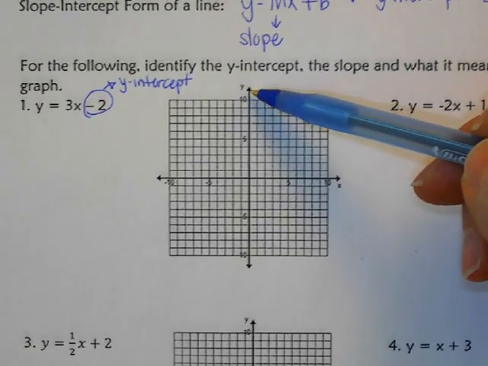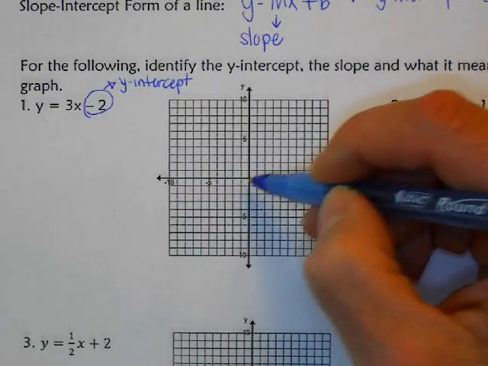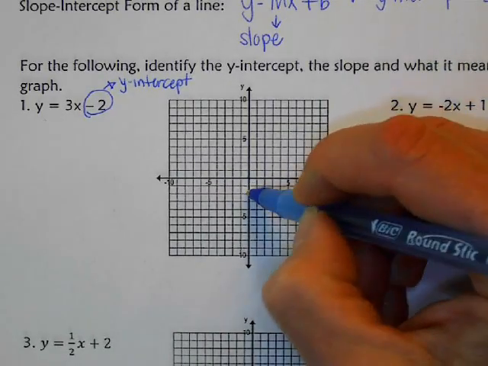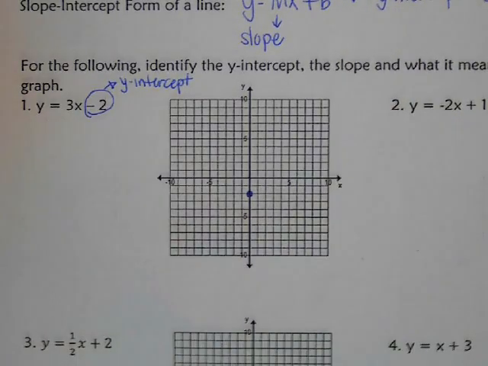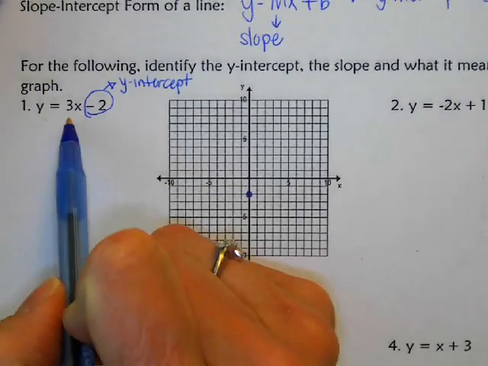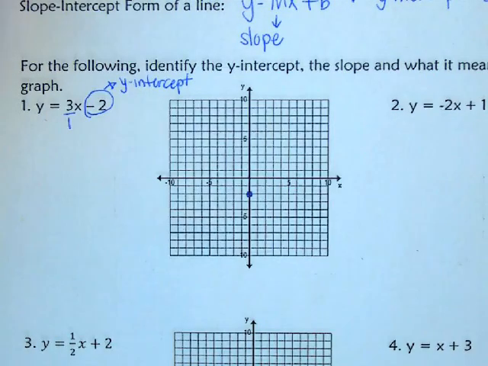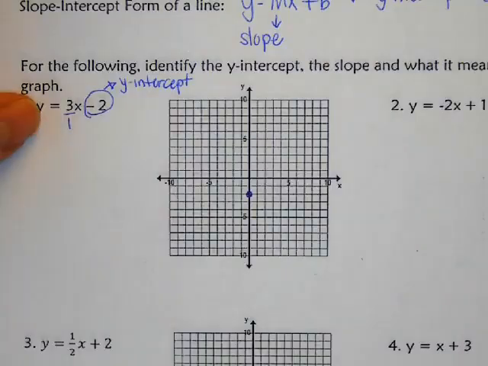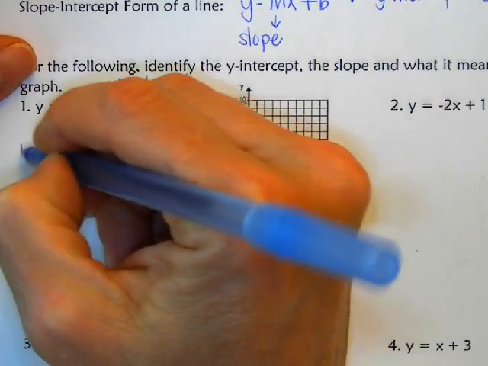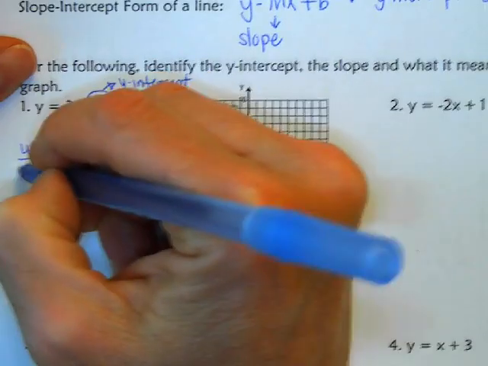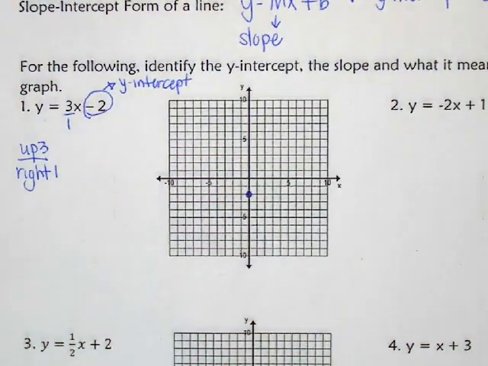So if we want to know our starting point, we start here at 0, go down to -2, and draw the first dot. Then we're going to use the slope to get more points. Now, if it's a whole number, we're going to put a 1 underneath it. And then since it's positive, we're going to go up 3 to the right 1, and then draw another dot.